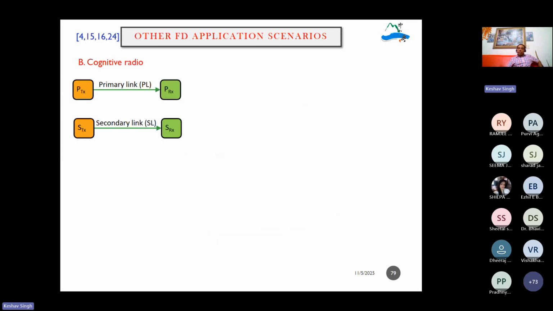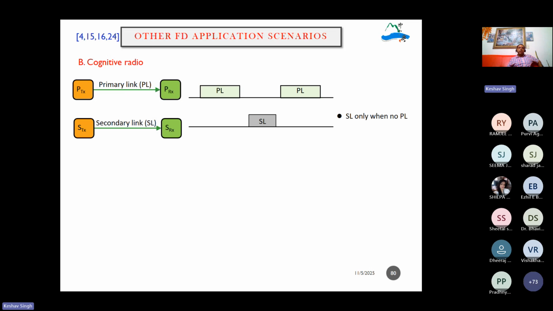Another example we can see is this cognitive radio scenario. We have a primary network and a secondary network. There will be a primary link.